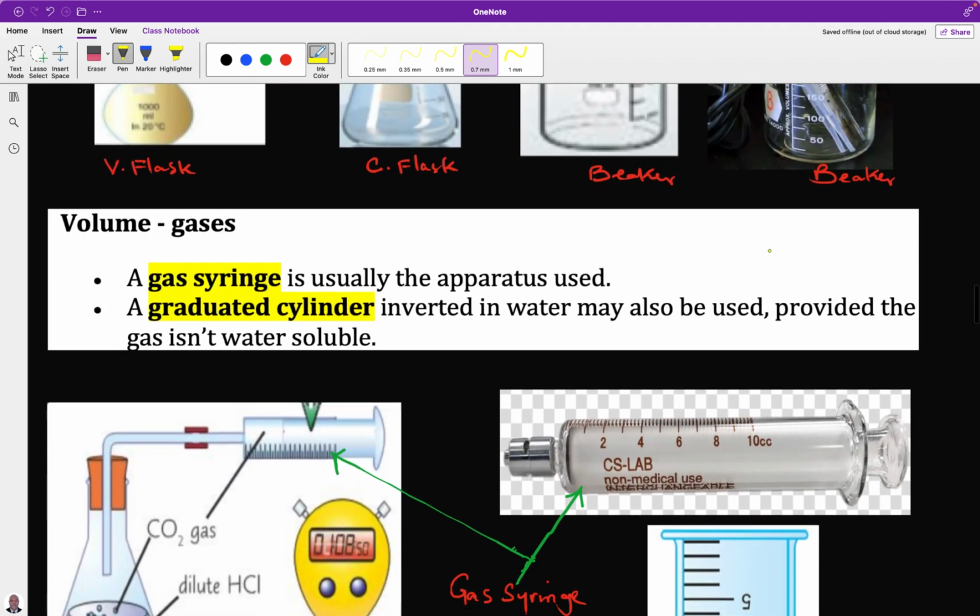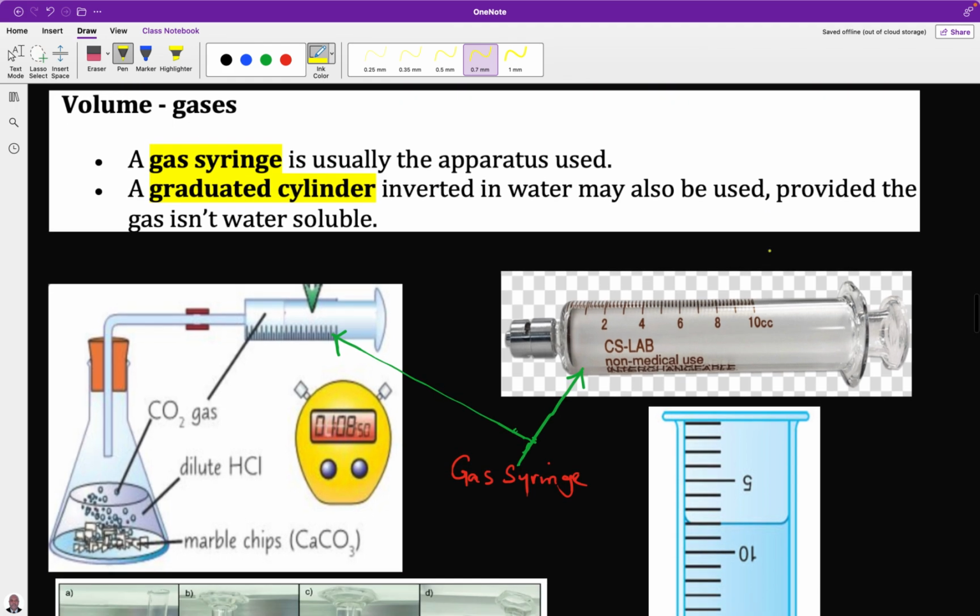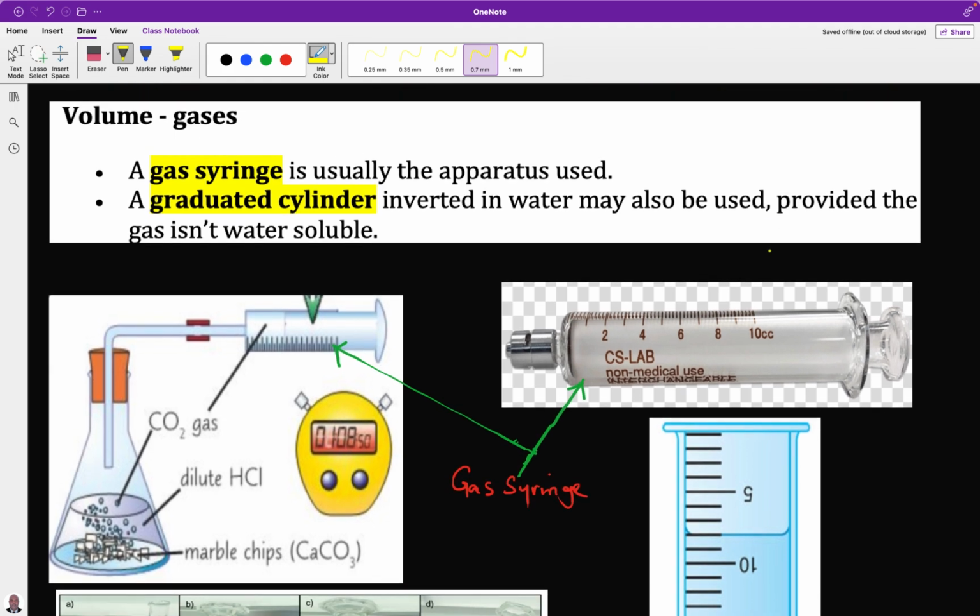We move to the measurement of gases. In a chemical reaction where we need to determine the amount of gas being produced, let's say when marble chips, that is calcium carbonate, react with hydrochloric acid, we need to know how much carbon dioxide is being released. We need a particular equipment for measuring the gas, and that equipment is a gas syringe. This is a gas syringe.